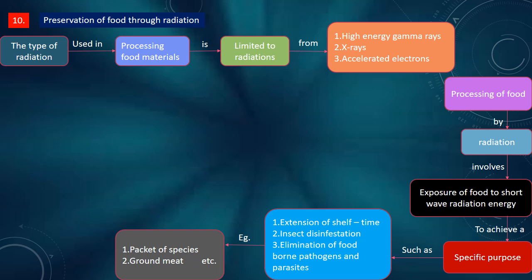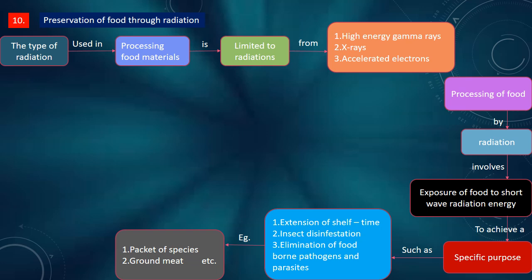Preservation of food through radiation. The type of radiation used in the processing of food material is limited to radiation from high energy gamma rays, X-rays, and accelerated electrons.